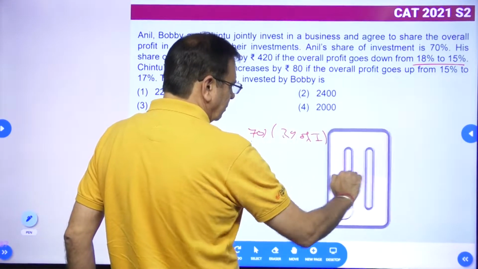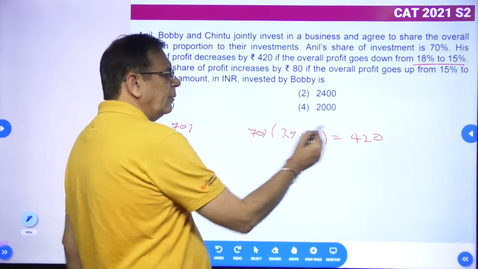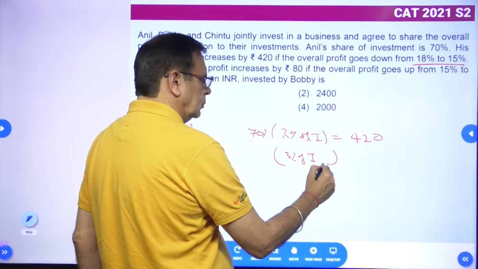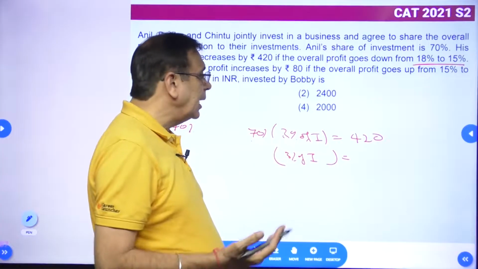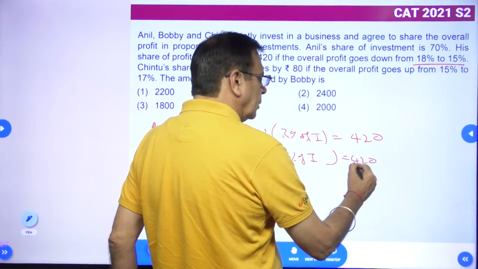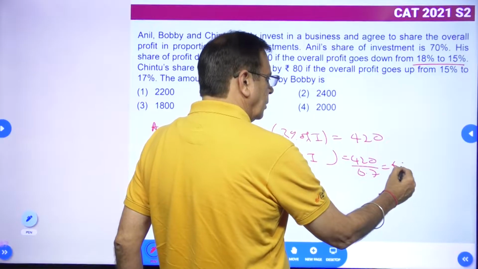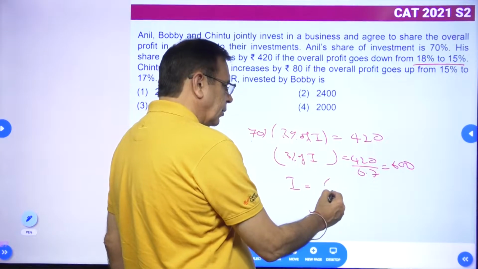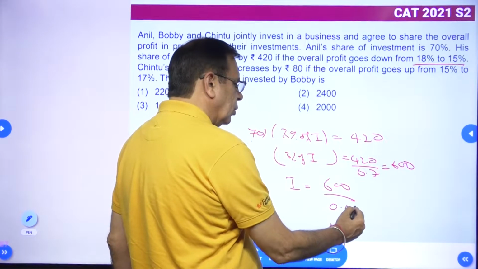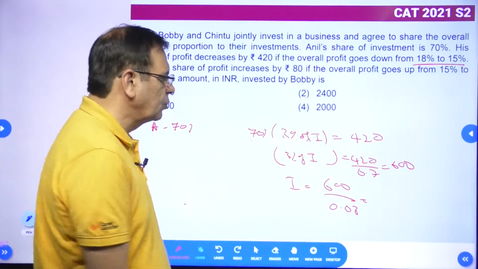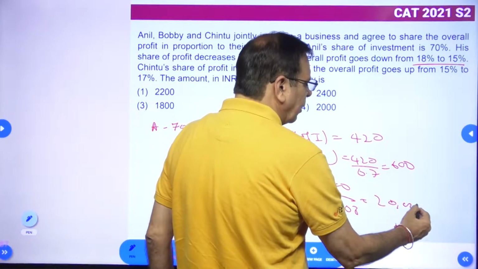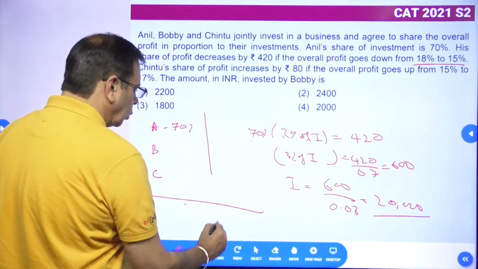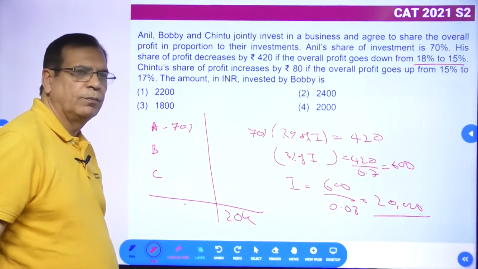You could have done it slightly differently. 70% is 420. So 3% of investment should be 420 upon 0.7, which is 600, right? And investment will be then 600 upon 0.03 or 60,000 by 3, which is 20,000. So which method you adopt is perfectly fine with me. Ultimately, we are saying A, B and C have made a total investment of 20,000, right?